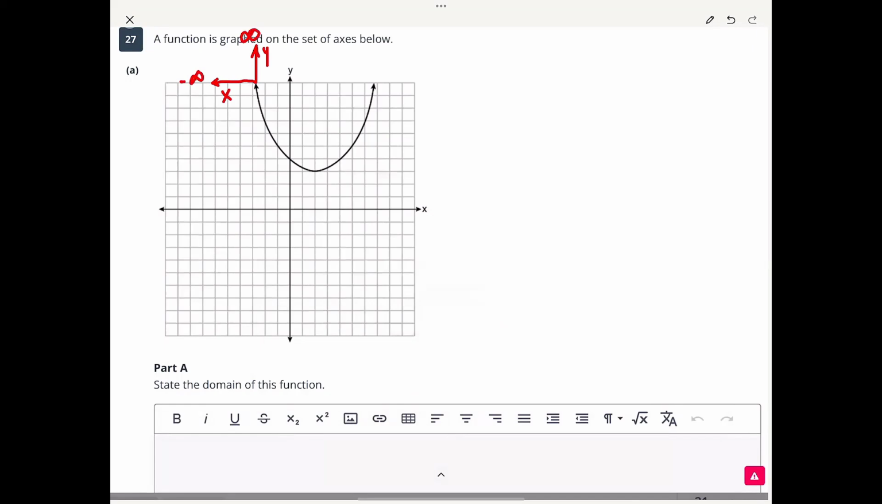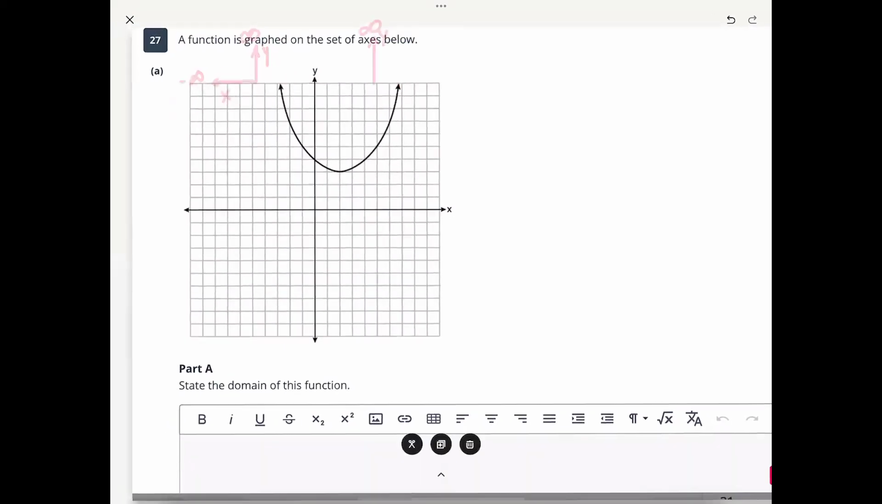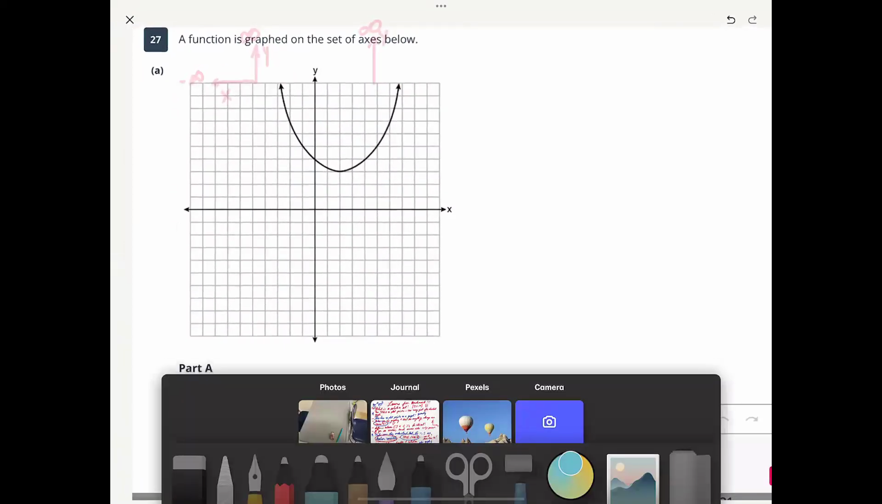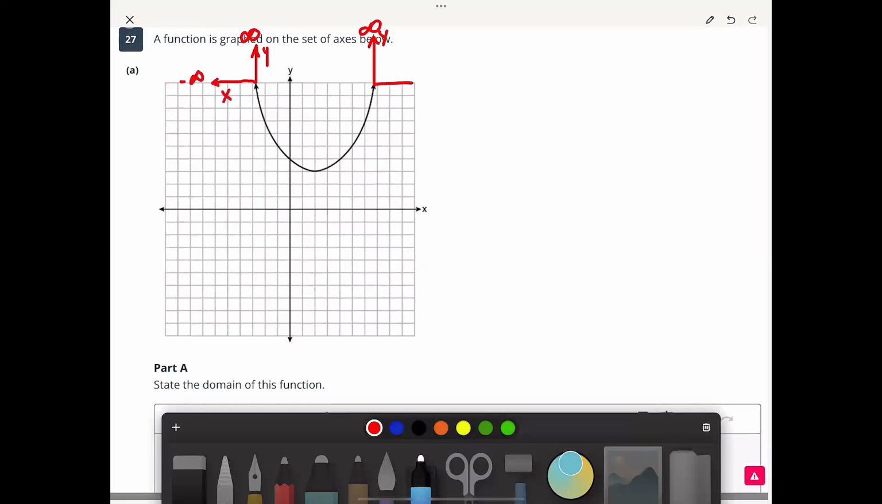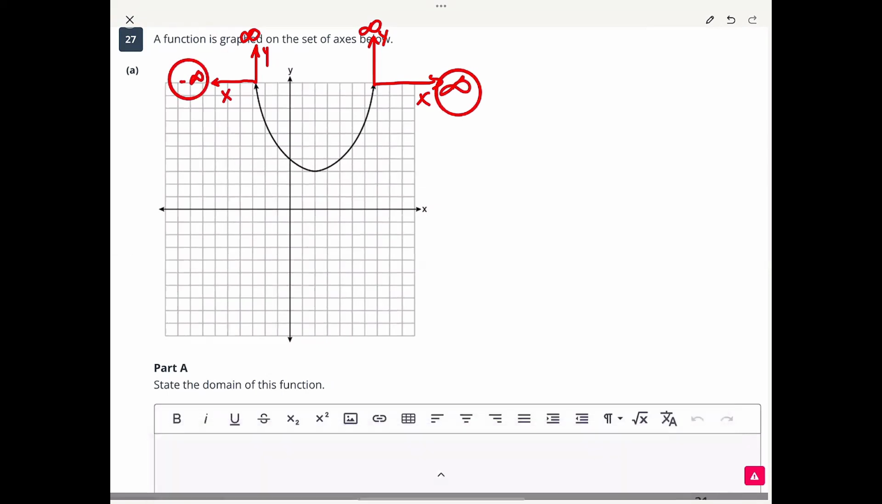On the other side, it's going to be doing kind of the same thing. It's going to be going up in the y direction to a positive infinity, and it's going to be going to the right in the x direction to a positive infinity. So if we want to do the domain, it's going to be going from a negative infinity to a positive infinity. So that's what we write here.